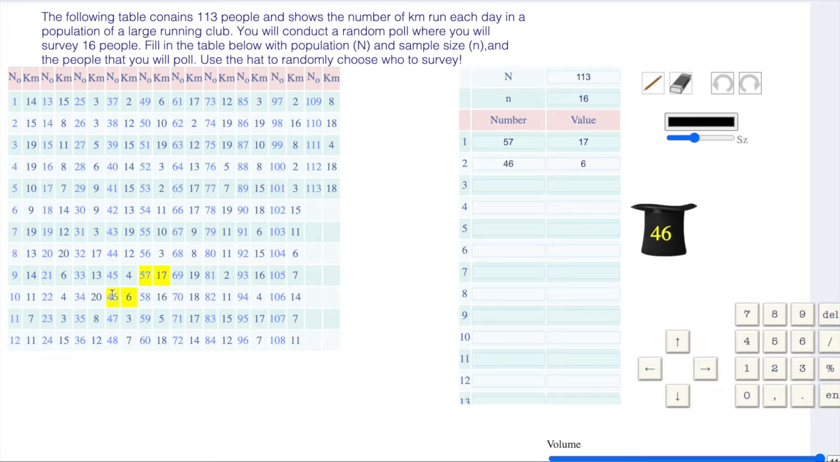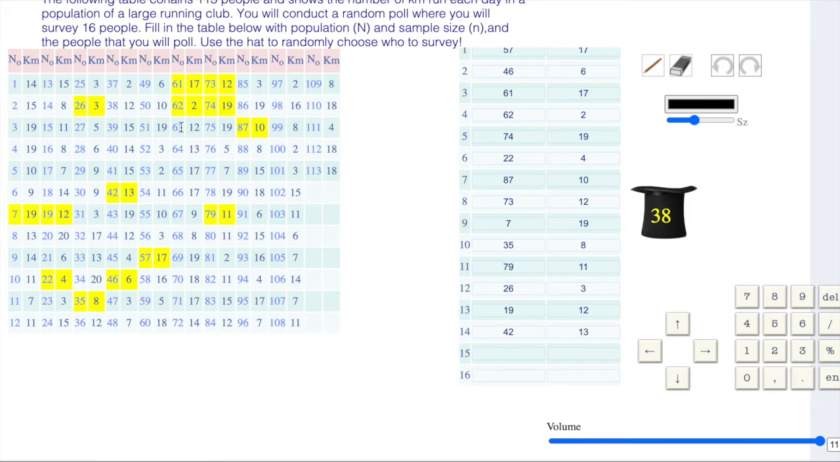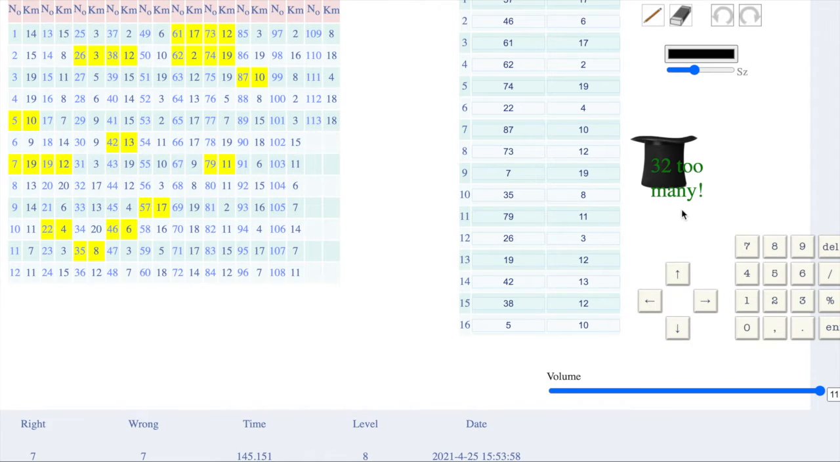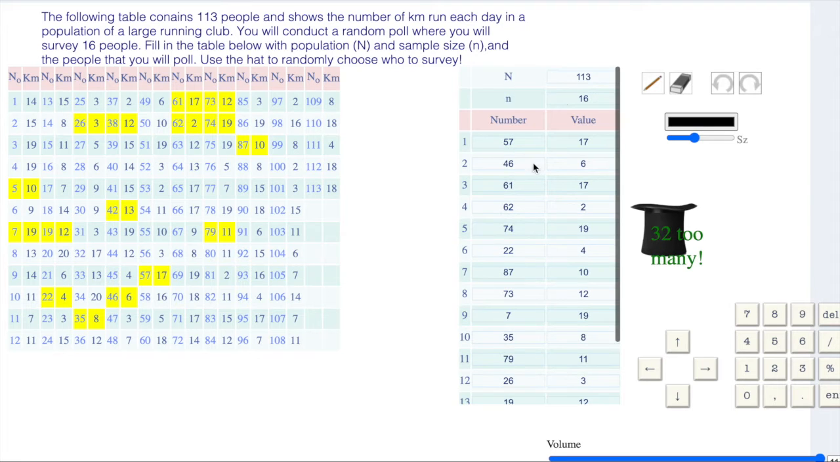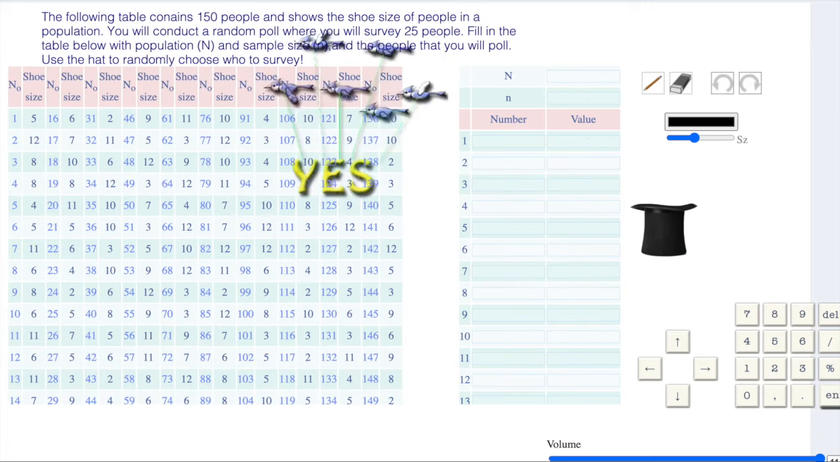46 is down here. And then I click on the hat. Person 61 ran 13 kilometers. Person number 38 ran 12 kilometers. Person number 5 ran 10 kilometers. I clicked one too many times, and it warns you if you keep going. It says, no, 32 is too many. I've populated this table, and this is my random sample, and then I press enter.